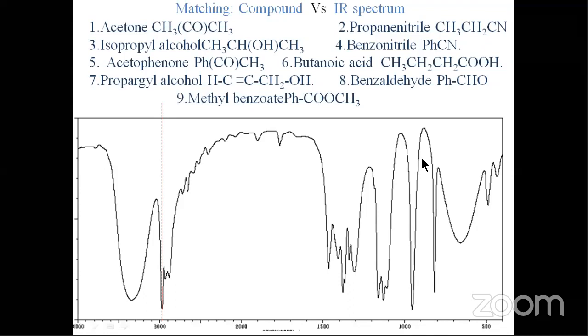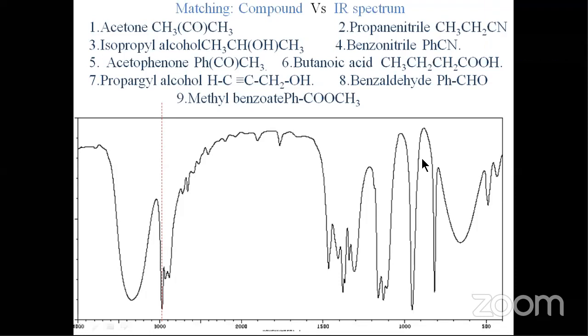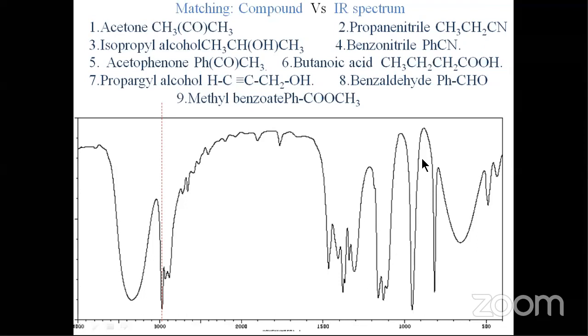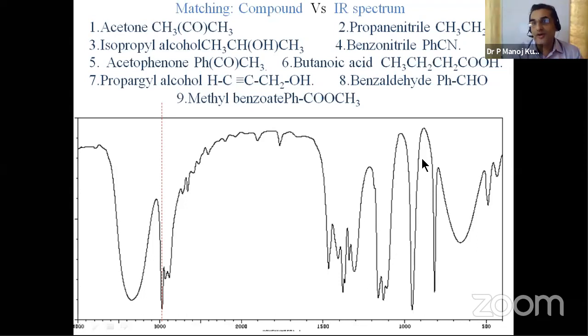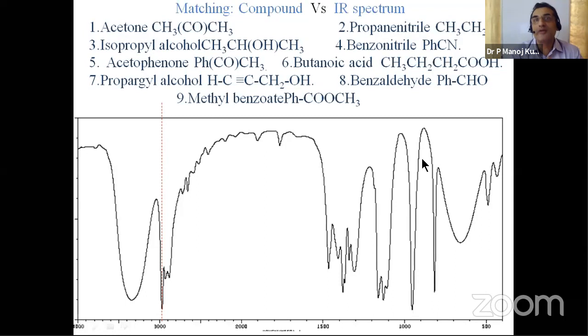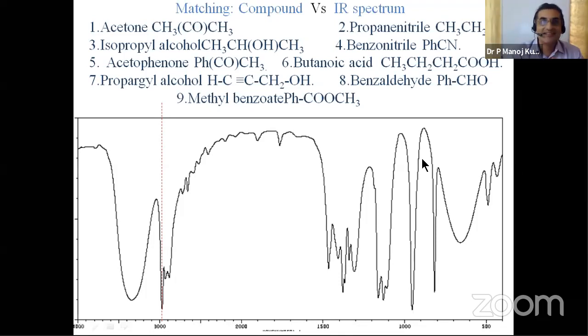Because we see a band at 3,300, so it indicates the presence of a hydroxyl group. Very good. And around 3,000, we have aliphatic CH stretching. So based on that, I came to the conclusion that it might be isopropyl alcohol. Okay. So why are you not saying it is propargyl alcohol? Because we did not find C triple bond C stretching. Very nice. And why are you not saying it is butanoic acid? We don't have C double bond O stretch. Excellent. So the answer is correct.